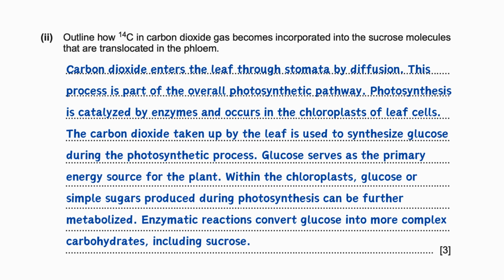Glucose serves as the primary energy source for the plant. Within the chloroplasts, glucose or simple sugars produced during photosynthesis can be further metabolized. Enzymatic reactions convert glucose into more complex carbohydrates, including sucrose.